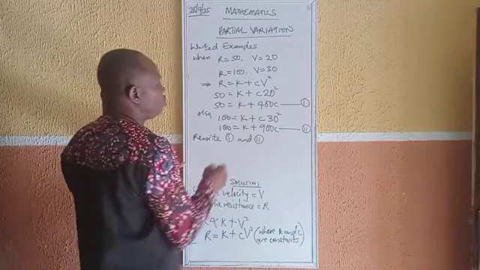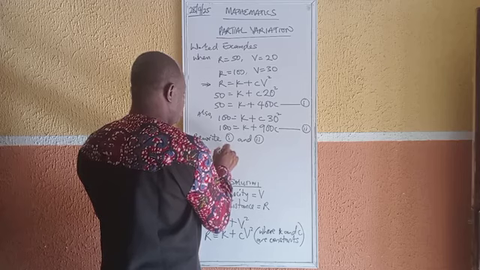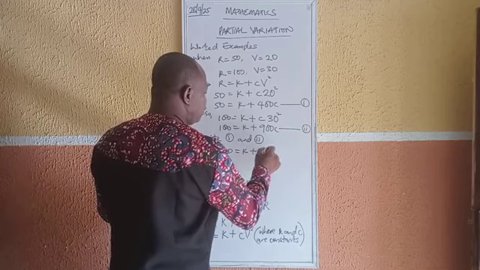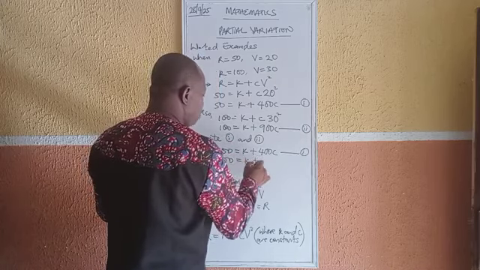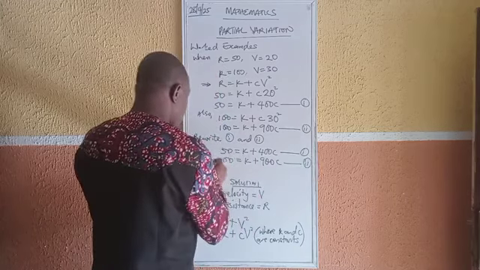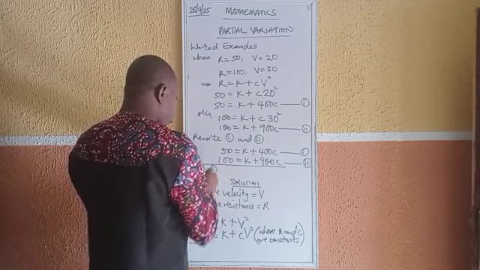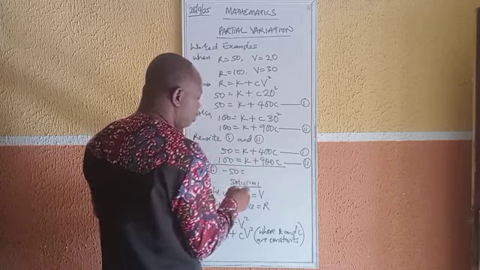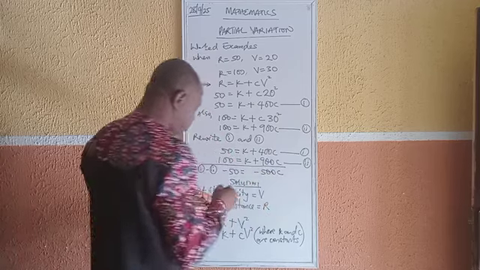Let's rewrite equation 1 and 2. That will be 50 equals K plus 400C, then 100 equals K plus 900C. Let's use the elimination method. Equation 1 minus equation 2. 50 minus 100, that's minus 50. K minus K goes out, leaving minus 500C.